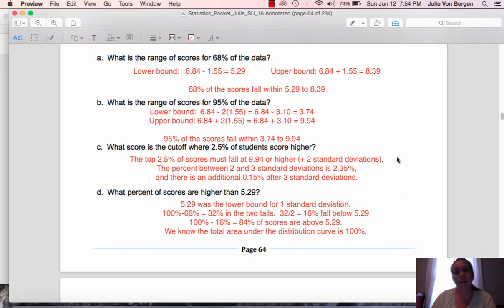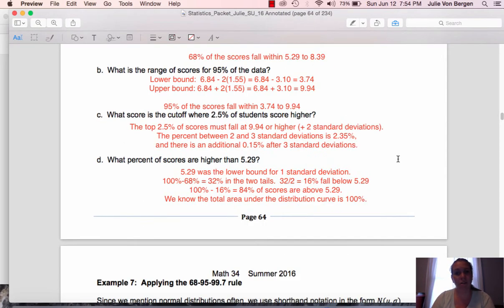So that is 9.94. So we can say the top 2.5% of scores must fall at 9.94 or higher, but we say plus 2 standard deviations. And again, notice the percent between 2 and 3 standard deviations is 2.35%, so there's an additional 0.15% that we're counting after the 3 standard deviations.